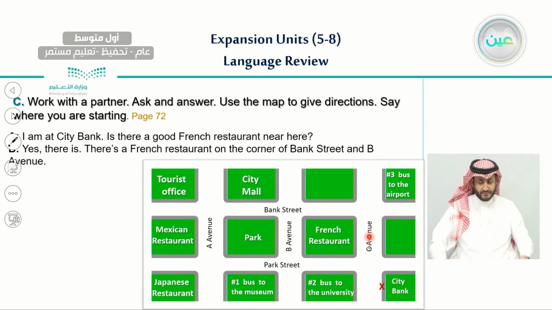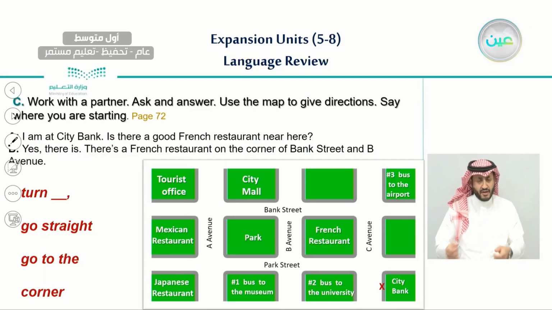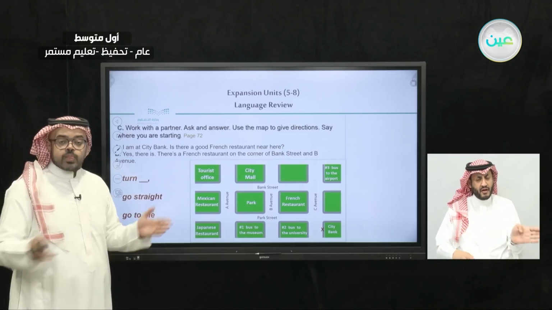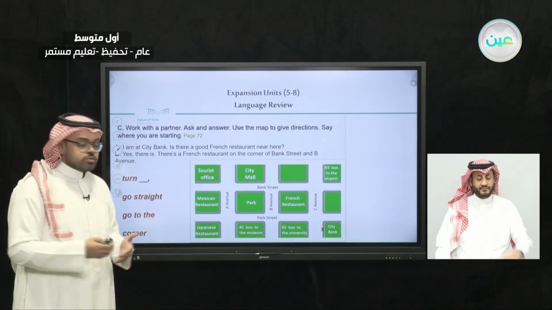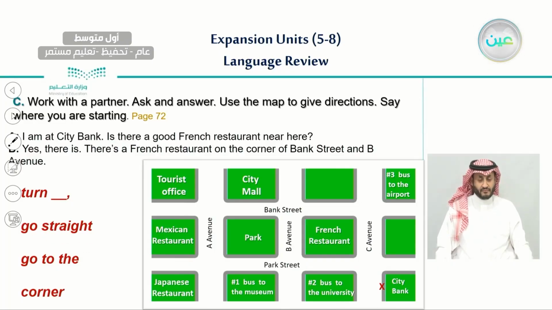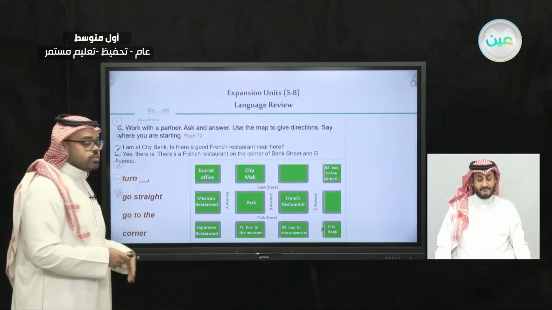Then he must go straight and turn left, and on the corner of Bank Street and B Avenue there is a French restaurant. You can also do the same, and you can also use other vocabulary, for example the word turn. You can say turn right, turn left, based on where you want him to go. Also you can use the words go straight. Go straight, not right, not left, but straight. And also go to the corner.